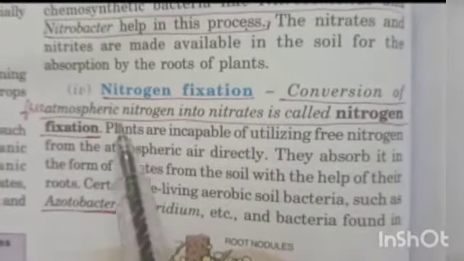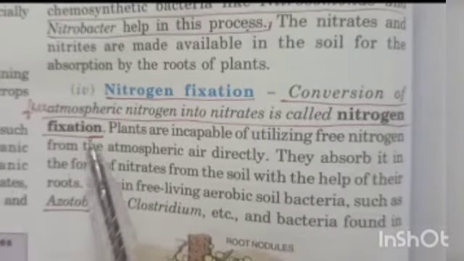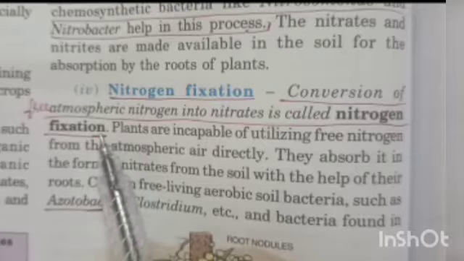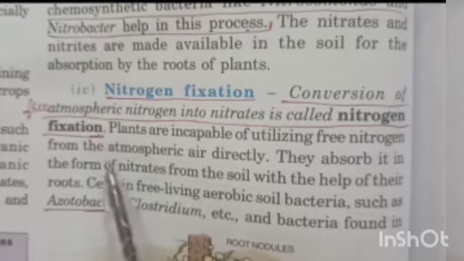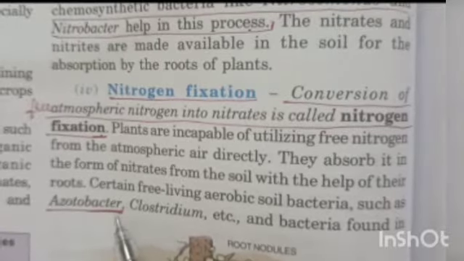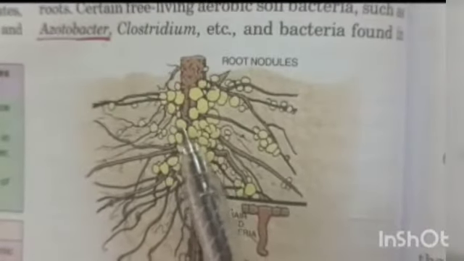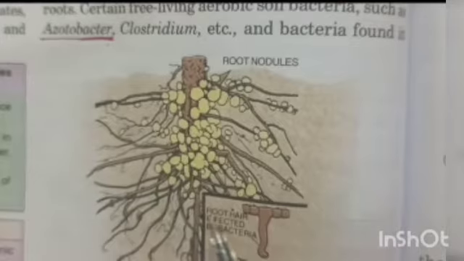Conversion of free atmospheric nitrogen into nitrates is called nitrogen fixation, and it is done by some free living aerobic soil bacteria like azotobacter or some rhizobium bacteria which live in the root nodules of the leguminous plants.